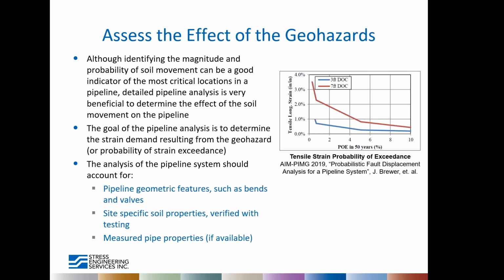The second step is to assess the effect of geohazards. Once you've identified the magnitude and probability of soil movement, those two things alone can be a good indicator of the most critical areas of a pipeline. However, detailed analysis is still necessary because a given level of soil movement, depending on your pipeline properties, your pipeline geometry, your pipeline route, really all of those things may mean that soil movement in one area may not be as severe as soil movement in another area.